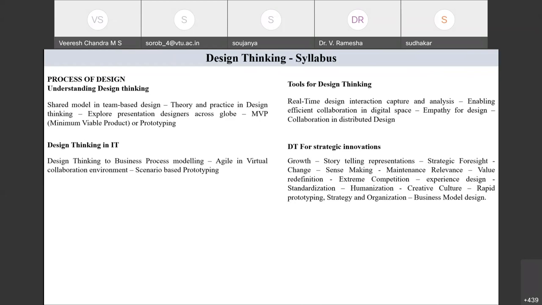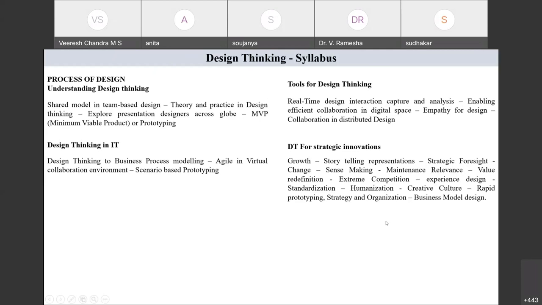Next, extreme competition. We have competition around us. We face competition every day in all the things. How exactly does this extreme competition lead to strategic innovations for design thinking? That should be our motive of teaching students. Experience design: how the design is experienced. Standardization: how can we standardize the strategic innovations, let us say, for design thinking. Humanization.